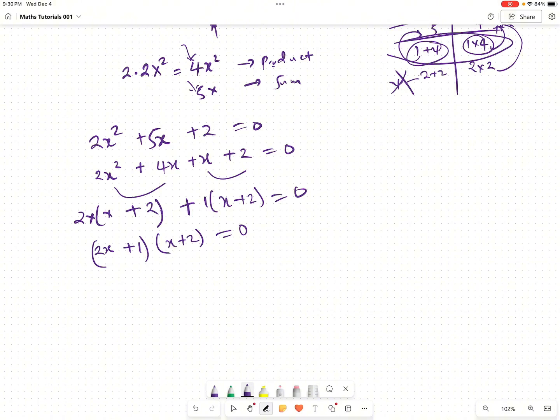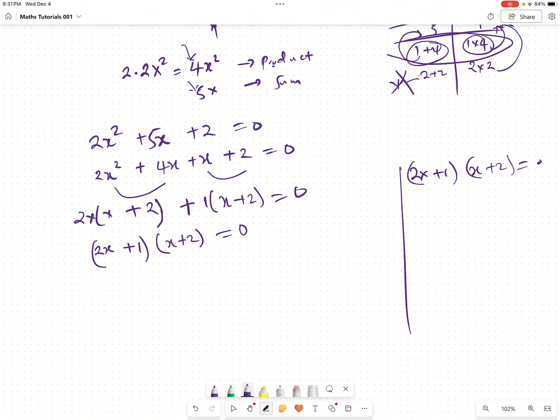So basically what we did here, if we are to expand this, we'll go back to the question that we had. You could try that if you're doubting. So we've not changed anything in the equation. And so let's try expanding that. So if you want to expand that, this is how you do it. You have 2x plus 1, and you have x plus 2.